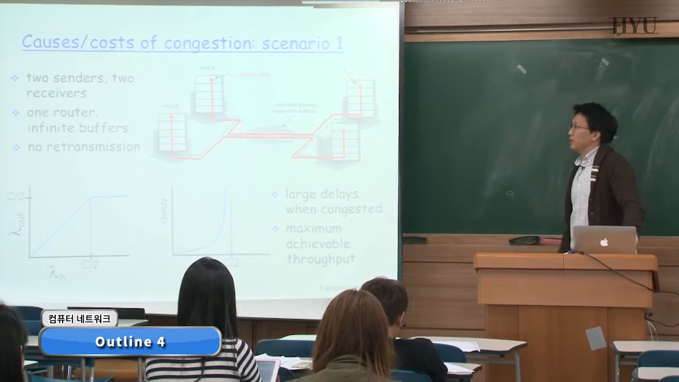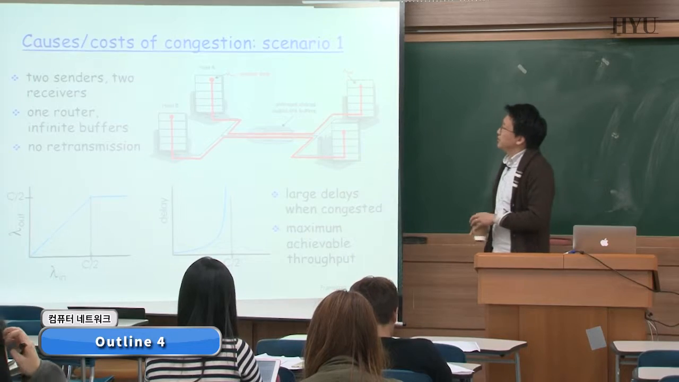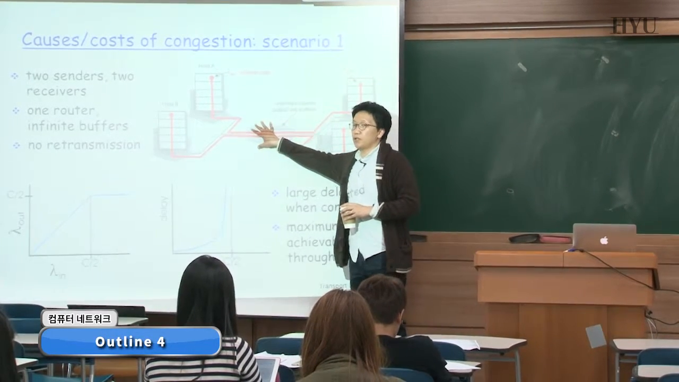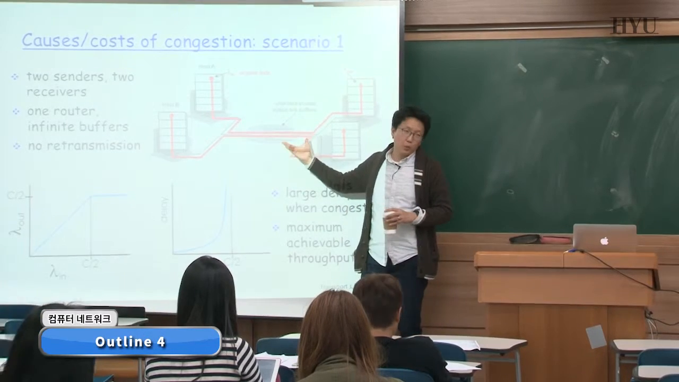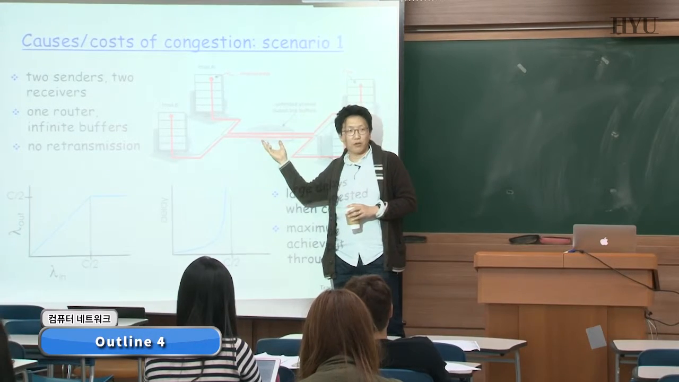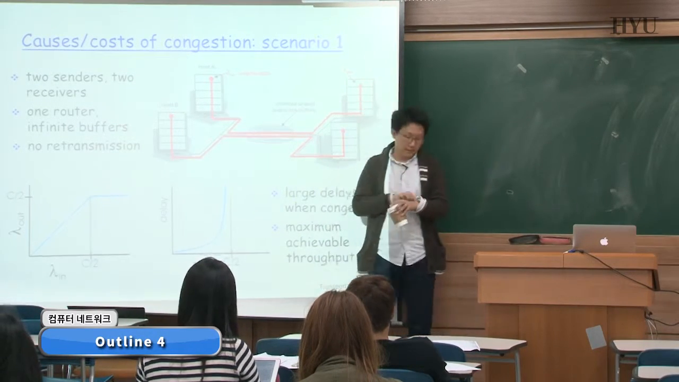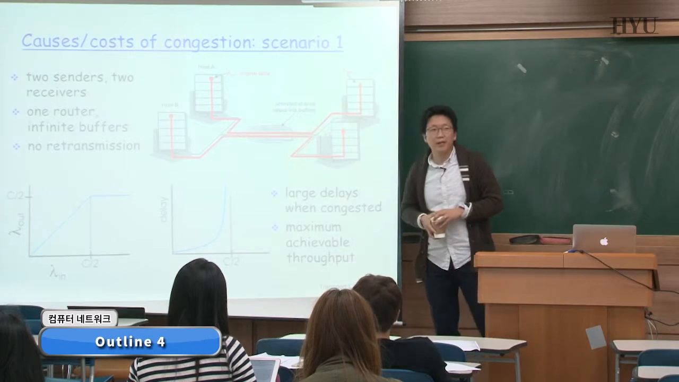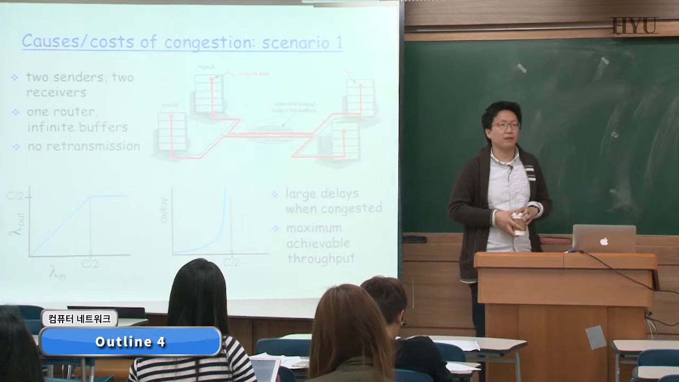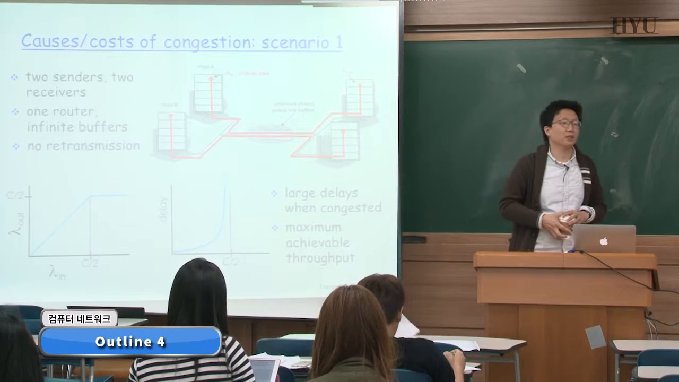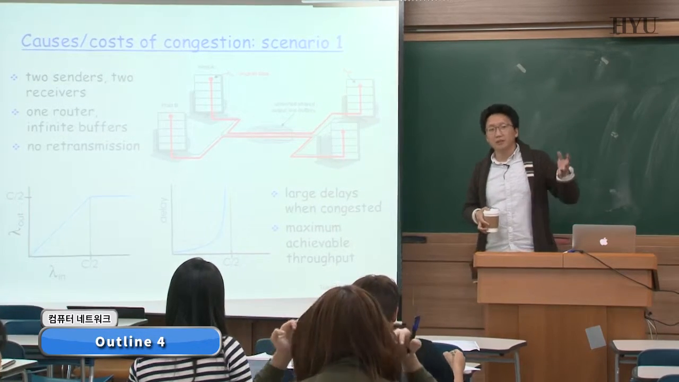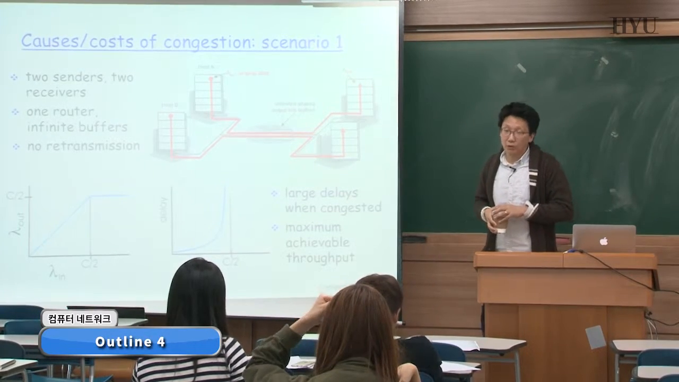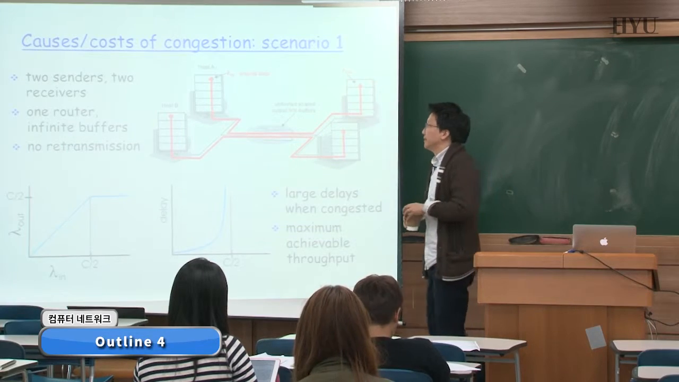So here are the causes and costs of congestion for the first scenario. There is something in the middle. Of course, this is the network. The network consists of routers or switches in the middle, right? But we all know by now that these routers and switches are nothing more than a queue, right? Having a queue, receiving packets, and they're waiting to be forwarded to some other routers in between, right?